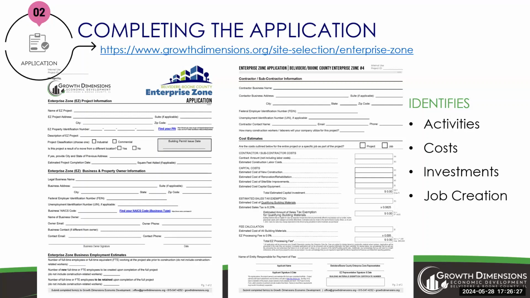The property owner is responsible for page 1. Each party, whether it be the property owner, contractor, or subcontractors, need to fill out and sign page 2 separately. This allows us to process a building materials exemption certificate for each party. We will walk you through the step-by-step process of the application in a separate video titled Enterprise Zone, Completing Application.